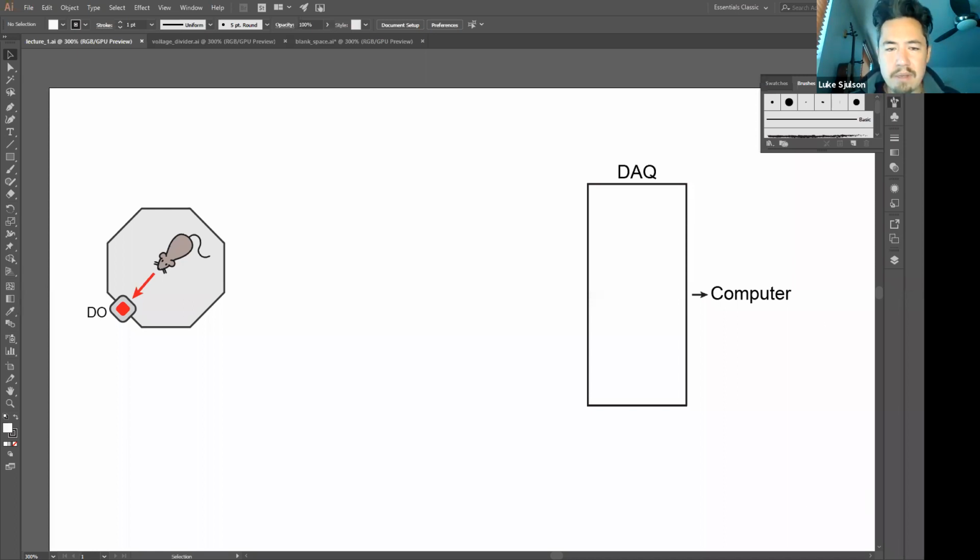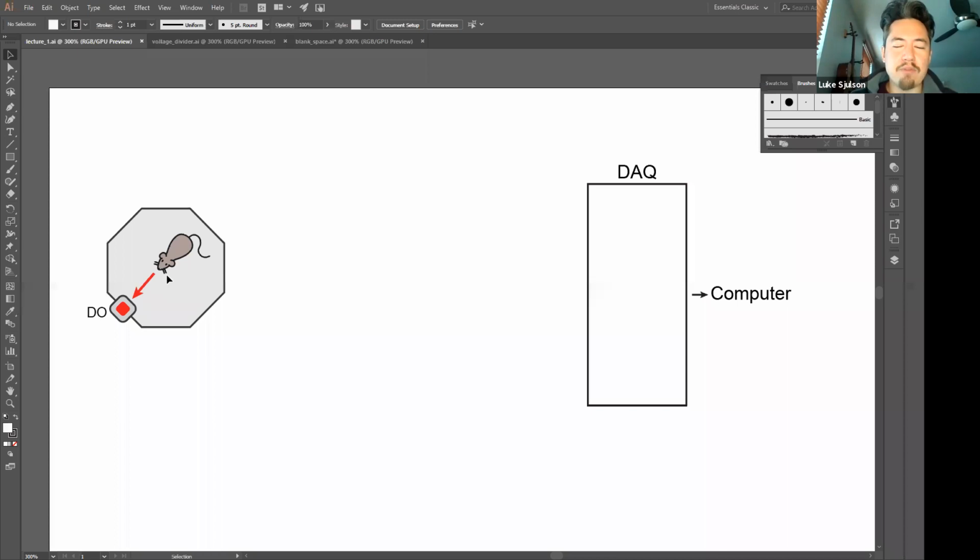Okay, this is the basic idea, which is a very simple experiment. You have a mouse inside of a chamber, and you have a nose poke of some sort that detects the mouse's nose poking in the hole, and then gives you a digital output. The digital output, for example, would be a 5-volt signal. So when the animal sticks its nose in there, this output goes to 5 volts. When it pulls its nose out, it goes to 0 volts.